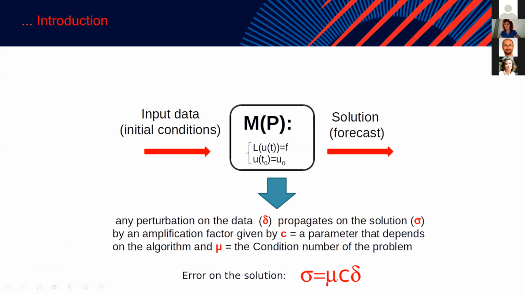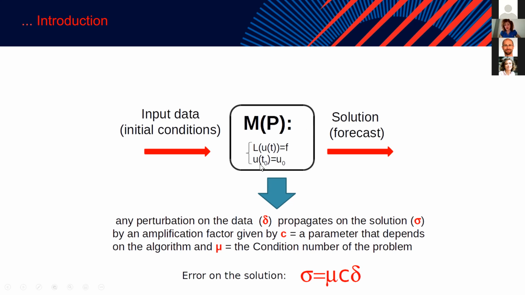This is a simplification, but we can say that it is proportional to some parameters, which essentially depend on two points. One is how you implement the model, so which kind of discretization and which kind of algorithm you implement. And the second point is the condition number of the problem. The condition number is a parameter that tells you how the error amplifies in your system.